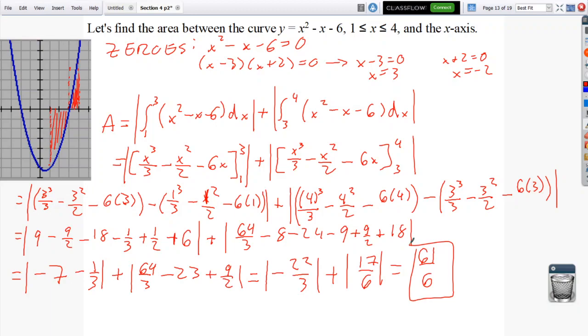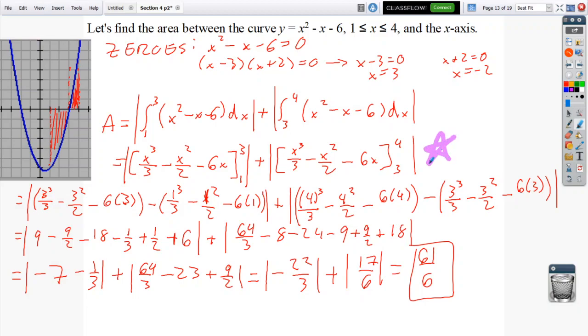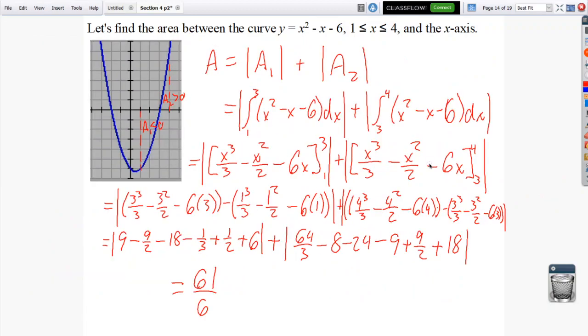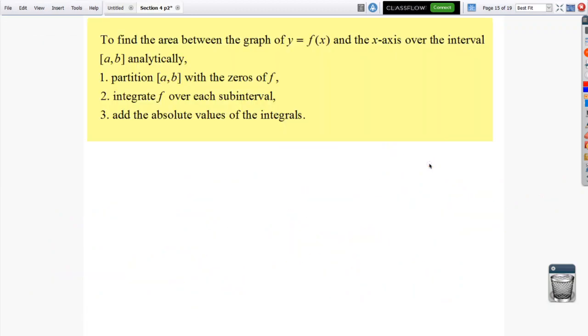So, one slip up later and lots of arithmetic later, I have 61/6. I do want to emphasize the hard part of this was not the calculus, which was only done in this step right here. The problem was with the fractions and the keeping track of negatives and positives. If only there was an easier way. If only. But here I do want to summarize how to do that analytically.